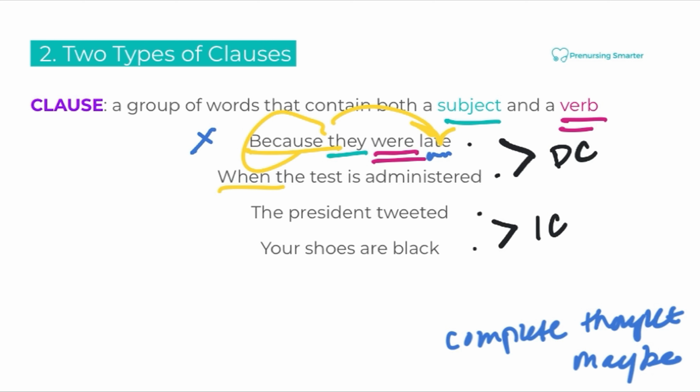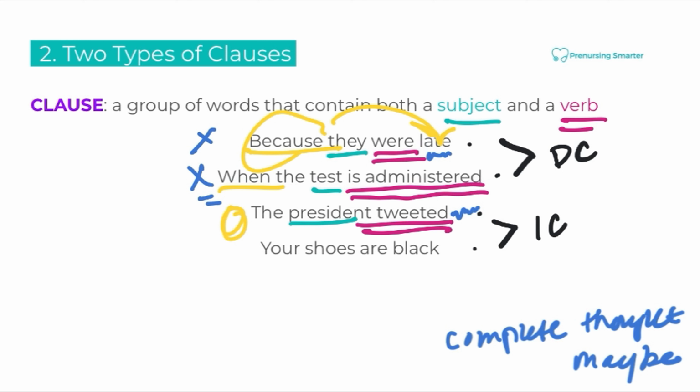Similarly, when the test is administered, we have a subject, test, or the test. We have a verb, a little verb phrase here, is administered. But we have no complete thought. What happened? I have no idea. Because of this when, we have no idea what the actual complete thought is. Now, the president tweeted, the president is the subject. Tweeted is the verb. You'll notice I can't squiggle anything over here. That's okay. It's a simple statement. The president tweeted, and there's no mumbo jumbo over here to take away the complete thought grammatically. I'm not implying anything with a subordinating conjunction.